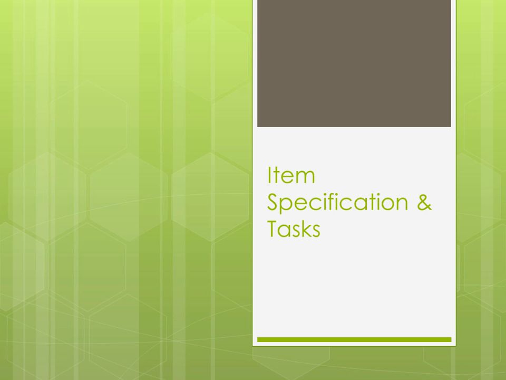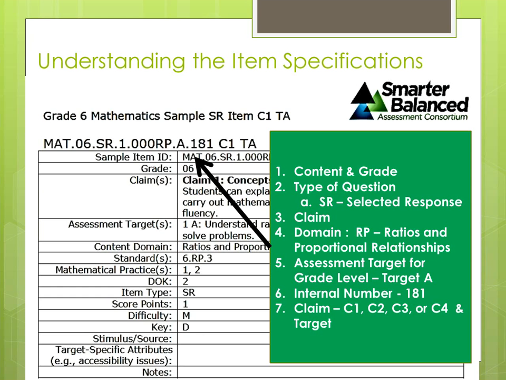Let's take a little closer look at the item specifications and the tasks. For every item that is written for either the summative assessment or the interim assessment, an item specification tag or matrix or chart is required. So any vendor, anybody that's actually supplying an item, our Idaho item writers, they're required to align all of this information to every single item that they write for the test. The most important thing is to really know how to decipher the item specifications for any given item.